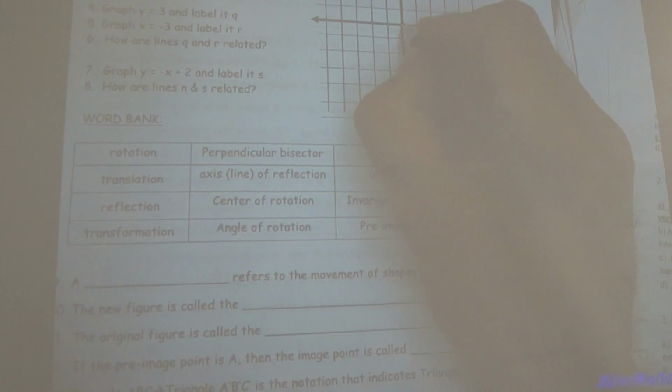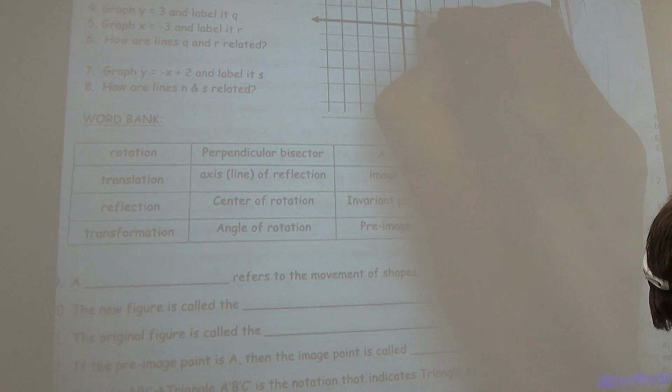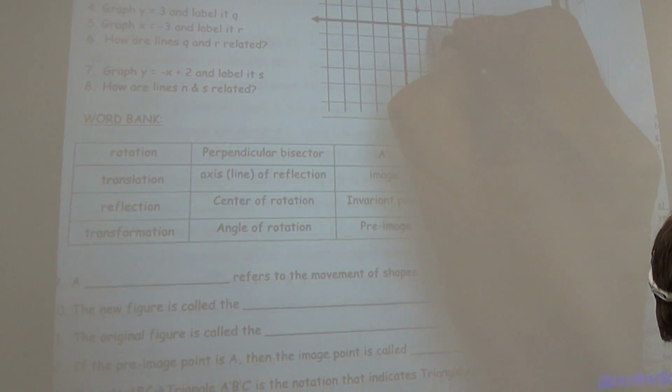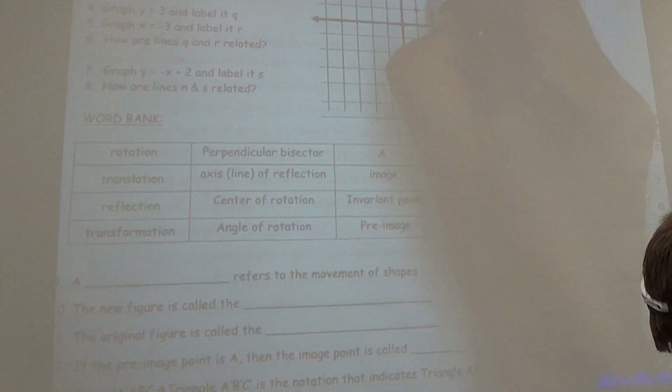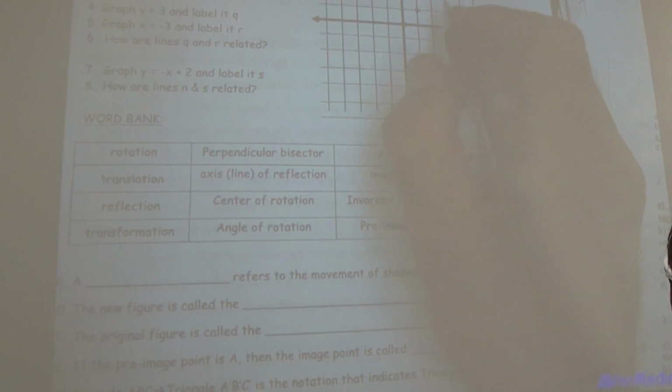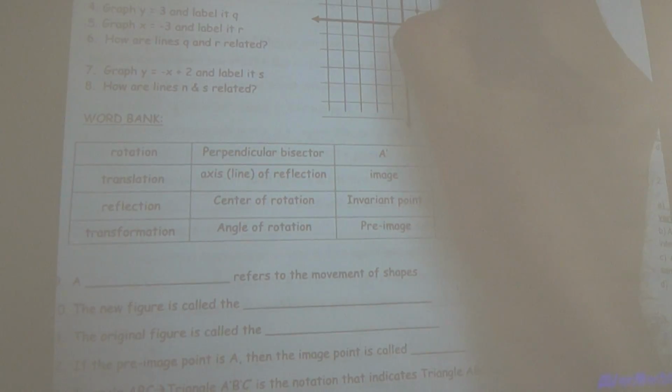So that means if x is 0, y is 0. If x is 1, y is 1. If x is 2, y is 2. Because y is the same thing as x. If x is 3, then y is 3.